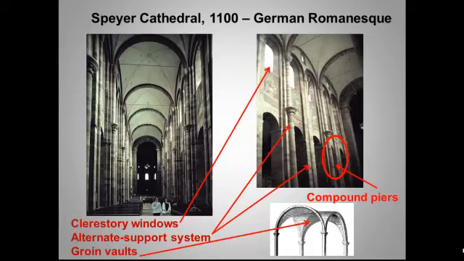Note that, like the Ottonian Church of St. Michael's of Hildesheim, this German cathedral also used an alternate support system. That is, it alternated thinner columns with those thick compound piers.